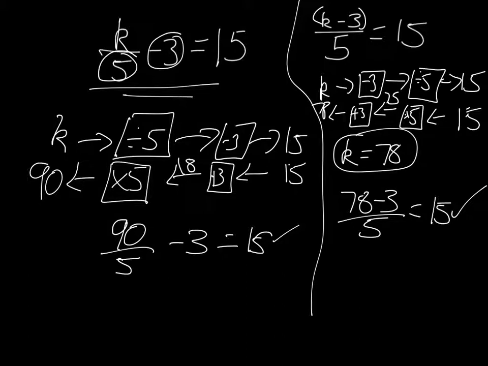All right, so only 2 steps. Draw the boxes, tell the story of what happened to X or K or A or whatever the pronumeral is, and then reverse the order of operations just like I've done here.